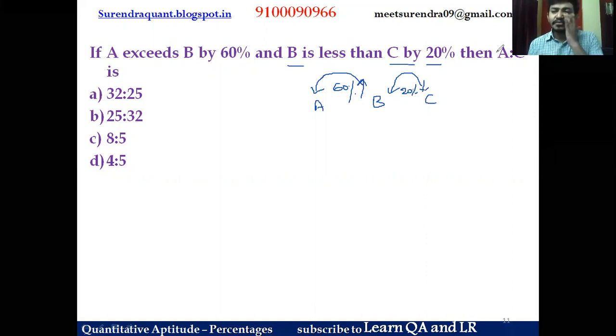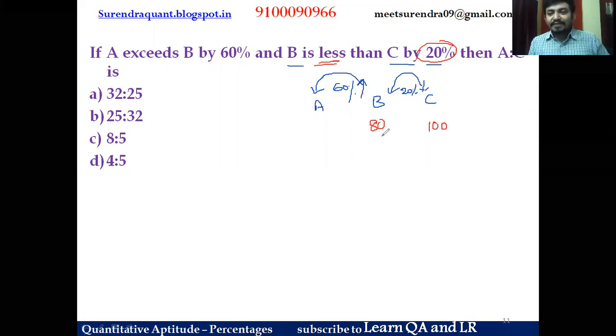Now friends, which value should you consider as 100? If you want to know A, you should know B first of all. If you want to know B, you should know C first of all. So let us consider C as 100. Understand, guys, why I'm taking this? If you know C, I can decrease C by 20% to get the B value. So B is 20% less than 100. So B is 80. Now friends, A is 60% more than B.